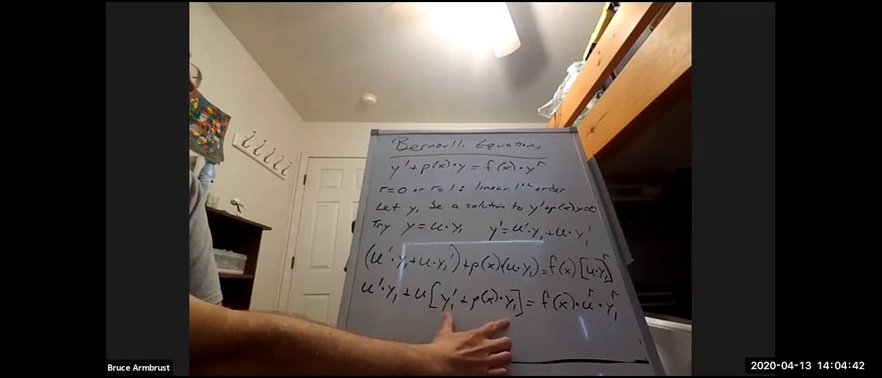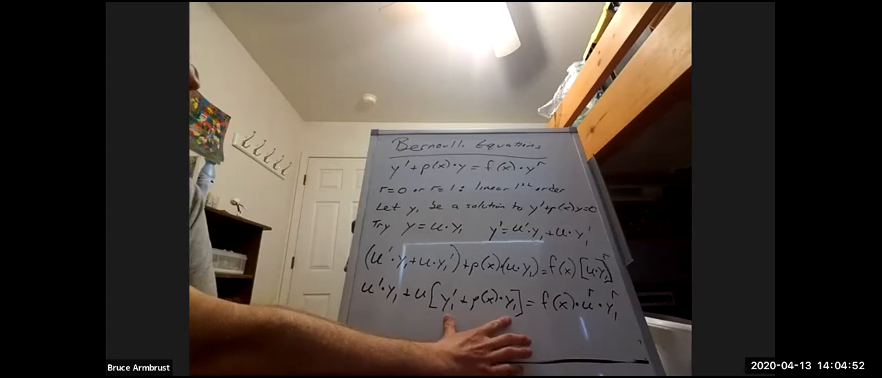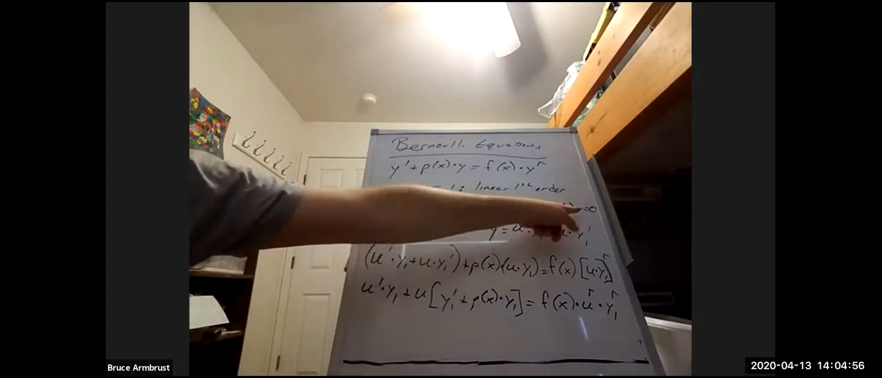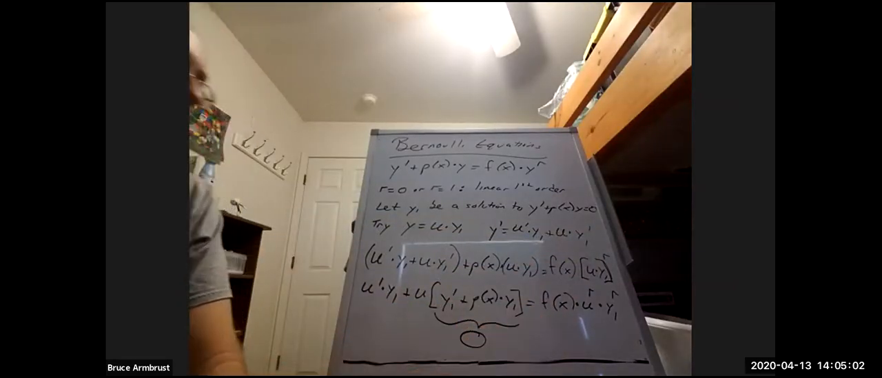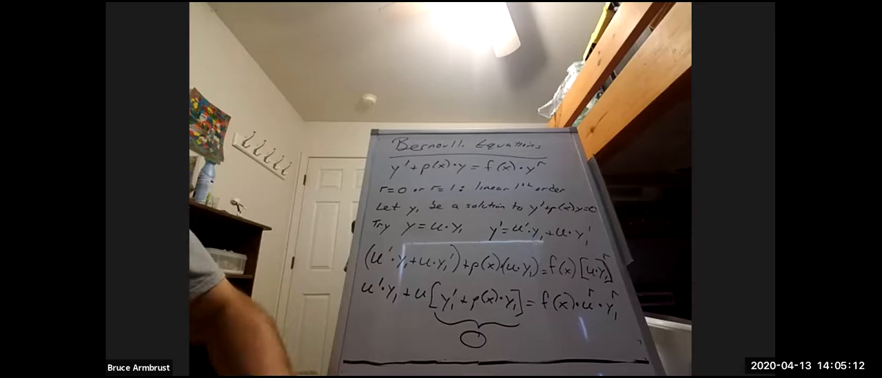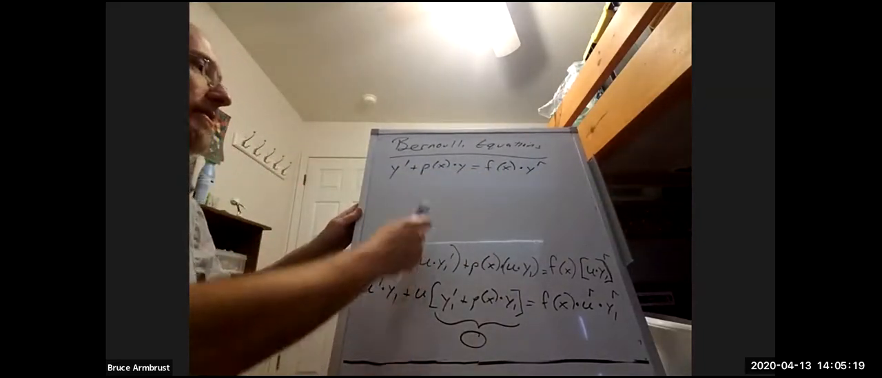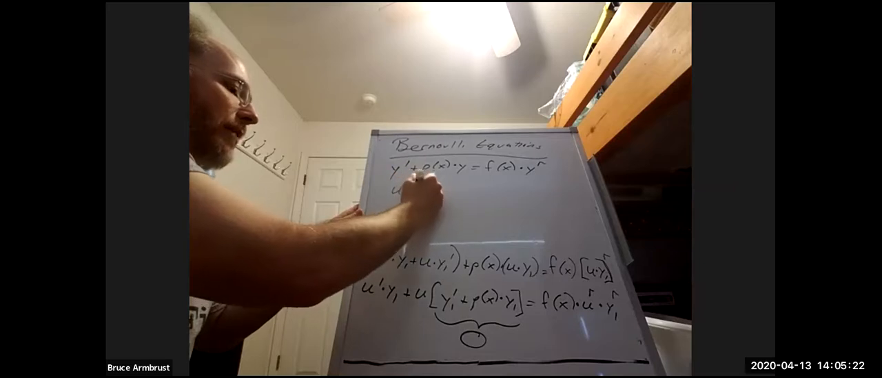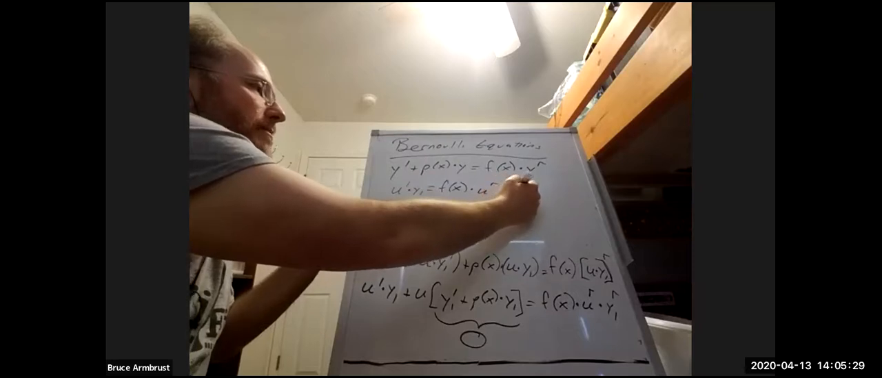I've got y1 prime plus p of x times y1. That's exactly the form of the differential equation. And now we're going to look at what we know about y1. Y1 was a solution to the homogeneous, which means this right here is actually equal to 0. So that stuff in the brackets is equal to 0, which means it goes away. Well, if that goes away, what we're left with then, in terms of this equation, is u prime times y1 equals f of x times u to the r times y1 to the r.